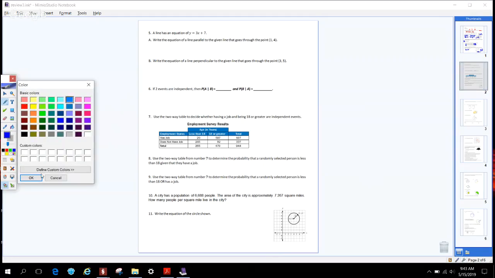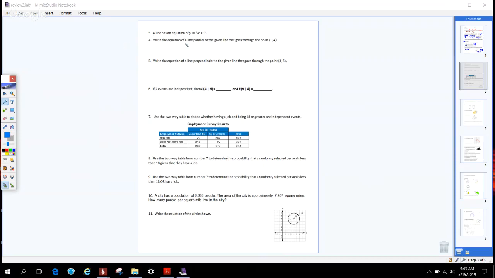Next, here it wants us to write an equation of a line that's parallel. Well, our original slope is 3. We know our original slope is 3 because of y equals mx plus b.